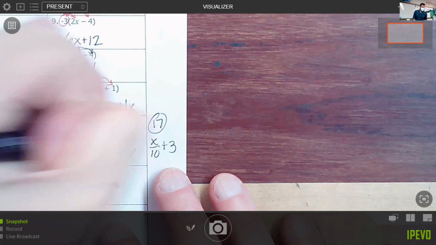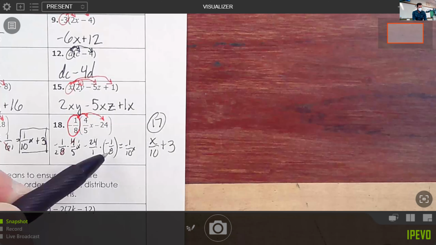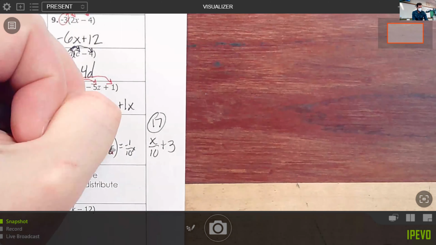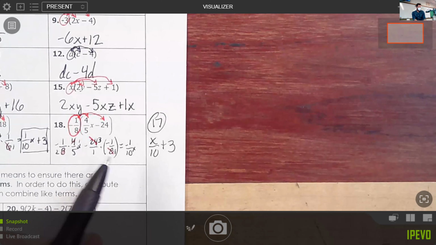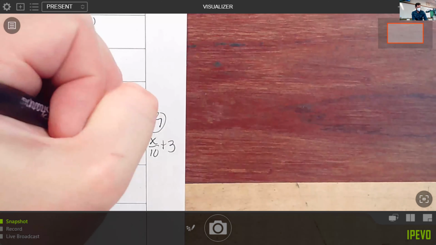Ooh, and I'm running out of space here. Okay. I'll have to write really small. And then 8 and 24, those two can reduce as well. They're both divisible by 8, which is convenient. So that 8 turns into a 1. The 24 turns into a 3. 3 times -1 is -3. 1 times 1 is 1. So that'll just be -3.